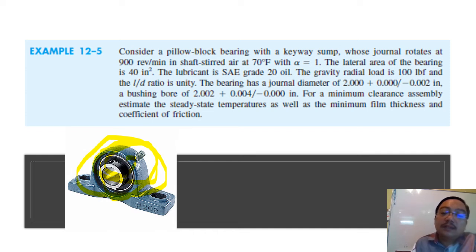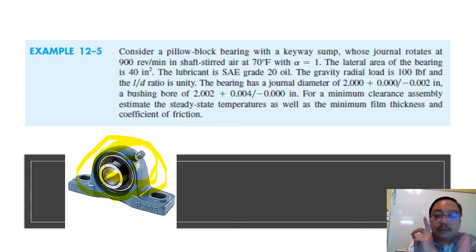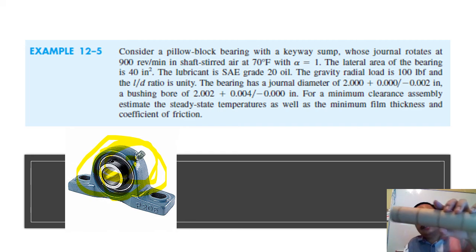Consider a pillow box bearing with a keyway sump whose journal rotates at 900 revolutions per minute in sharp stirred air at 70 Fahrenheit, with alpha equal to 1. The lateral area of the bearing is 40 square inches, and the lubricant is SAE grade 20 oil. The gravity radial load is 100 pounds, and the L over D ratio is unity, meaning that it is so long. The L over D ratio has four options: L over D is 1 over 4, 1 over 2, and unity.